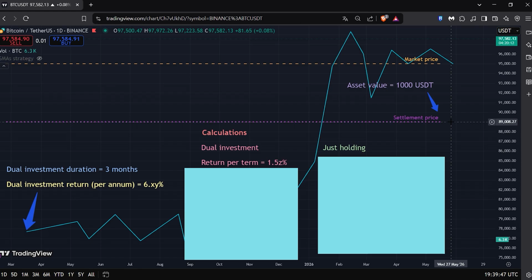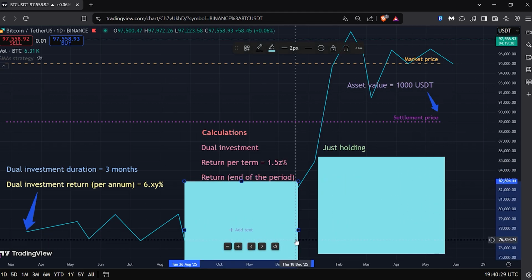So at the settlement date, we had a value of around 1000 USDT of our asset, right? But in this case, the settlement price was 89K. So when there's a dual investment and you lose because the market is above the settlement price, then that converts the assets that you have into USDT, or into the other coin. So they gave me 1000 as my capital, but we also got the return per the term, which is this return here multiplied by the value of the settlement price, alright?